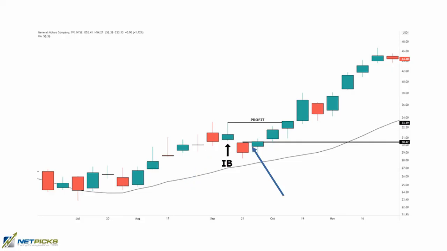Price breaks the low of the inside bar. We buy stop the high of that candle. Once triggered, we now have potential resistance at the high of that inside bar and at the high of the mother bar. So we can consider profit targets or trade management at those areas.